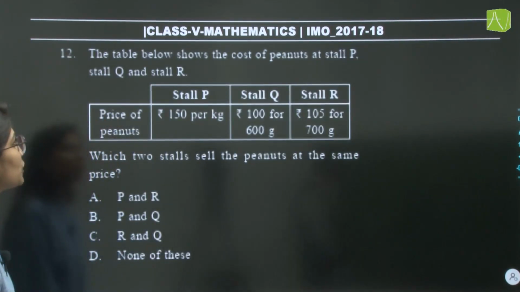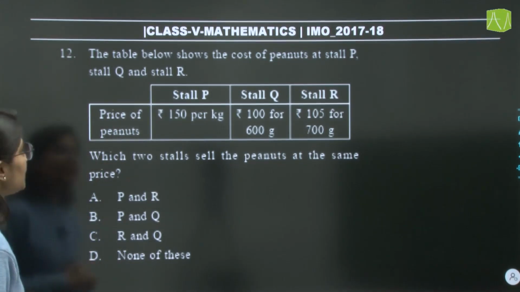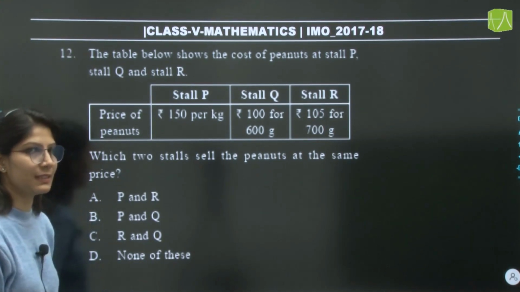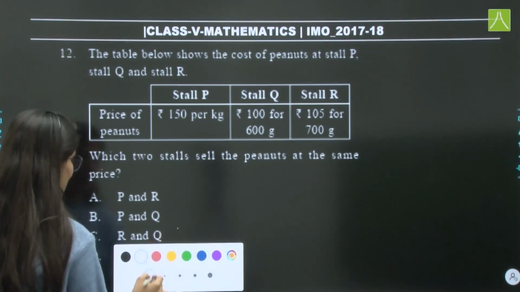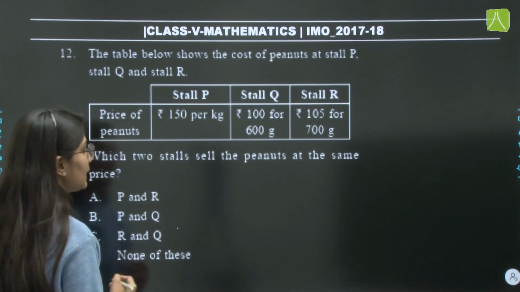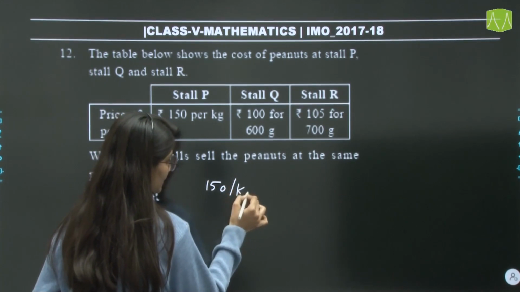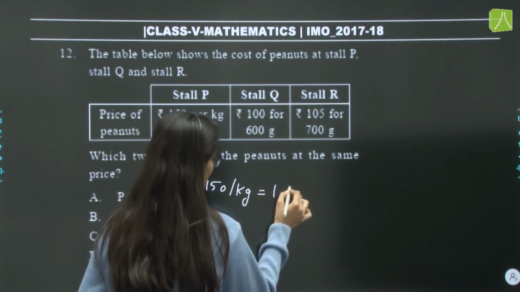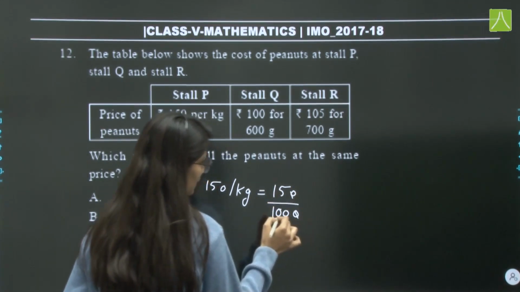The table below shows the cost of peanuts at stall P, stall Q and stall R. Now we have to find out which two stalls sell the peanuts at the same price. So let's do one by one. Just see, stall P is rupees 150 per kg. So first we have to convert this 150 per kg in gram. So we know that in 1 kilogram there is 1000 gram. So 150 divided by 1000. Now you can simplify it a little bit.